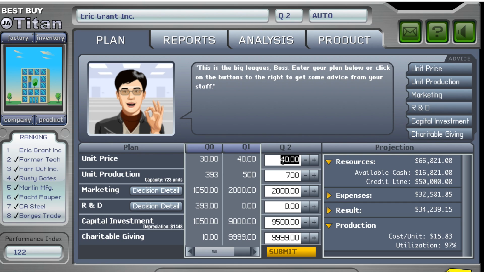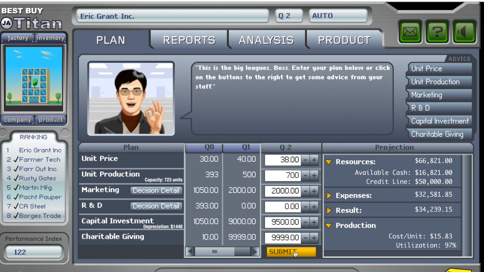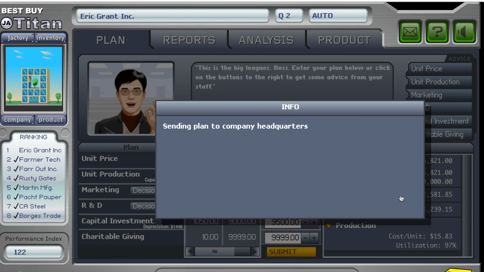And as far as our price, since we invested in capital investment, our cost per unit went from, I believe, $18 to $15, just a little below $16 here. So we can probably go down in our price so that way we can stay competitive in the industry. And so maybe $38 would be appropriate there. And so let's submit this plan here.